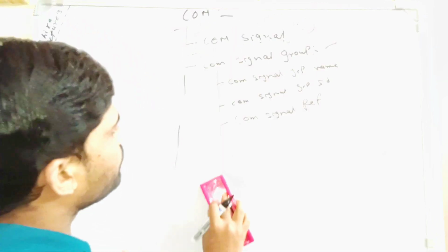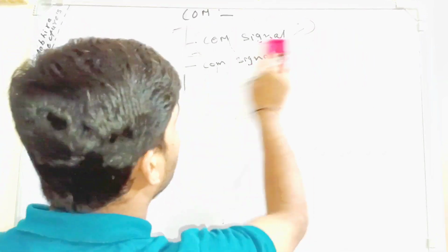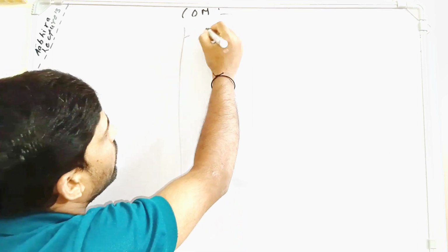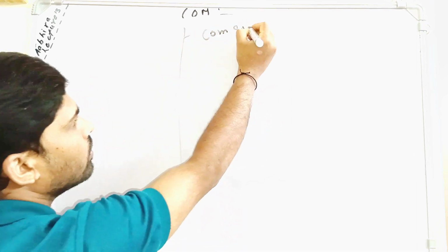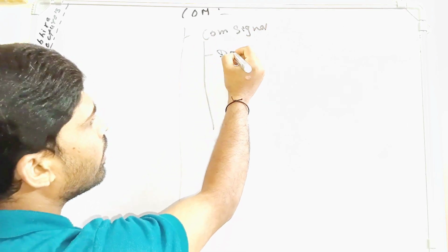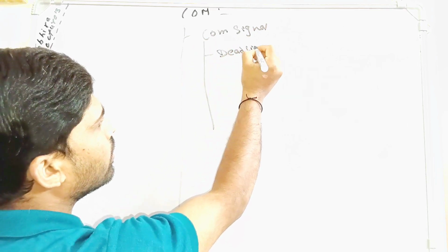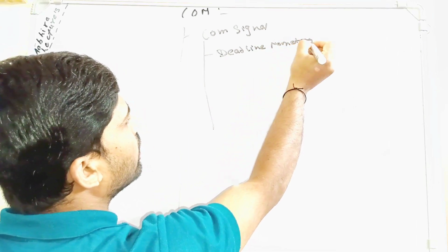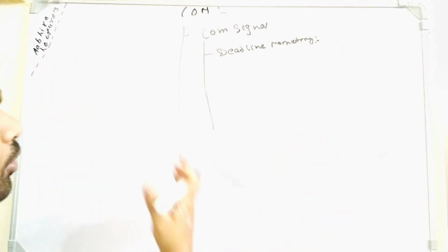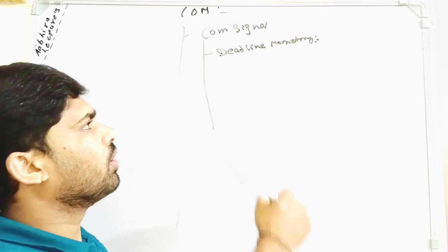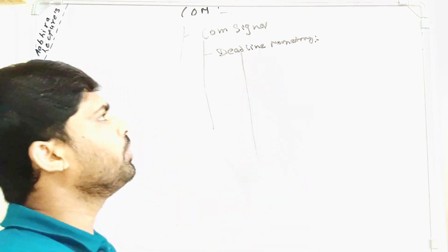Okay. Now we will see, in com signal, we discuss deadline monitoring. Okay. Deadline monitoring. Okay. And transfer property. Right? First of all we will see deadline monitoring. Okay. In this, there are a few parameters which we have to configure. Okay. That we should know.